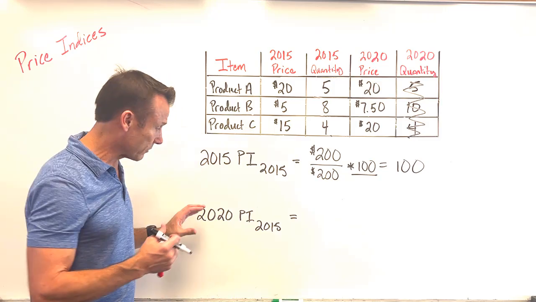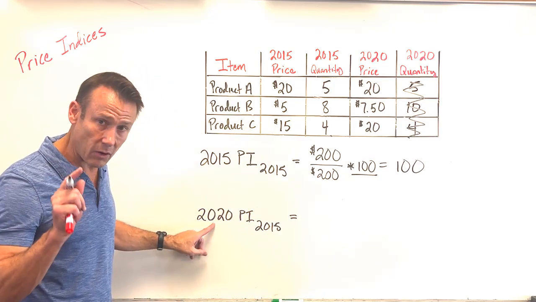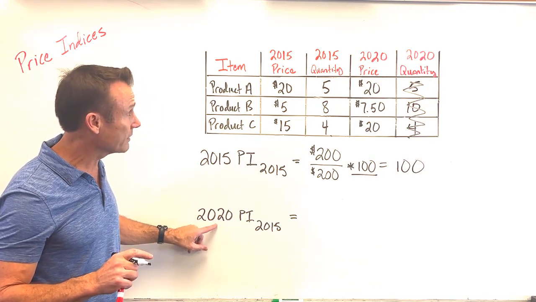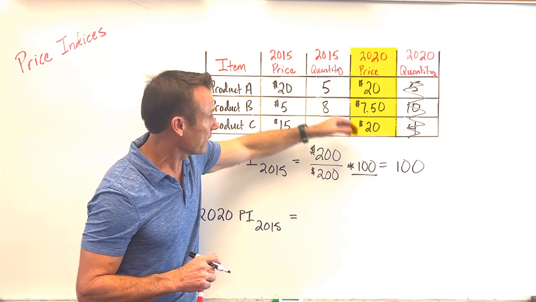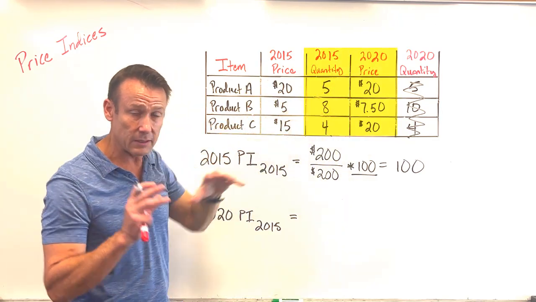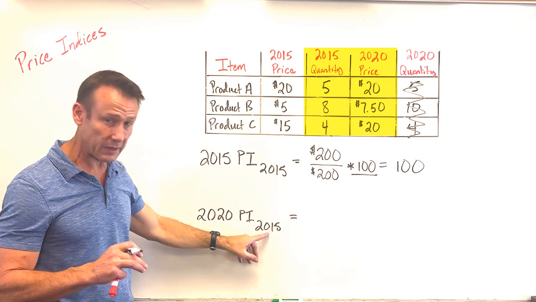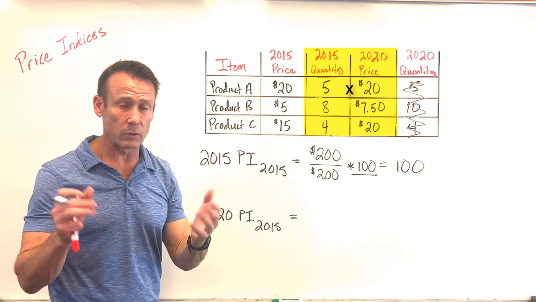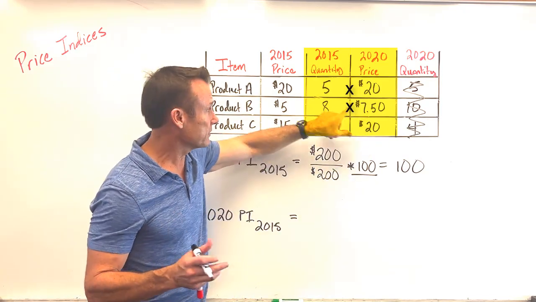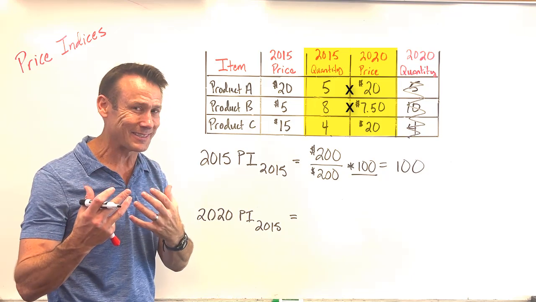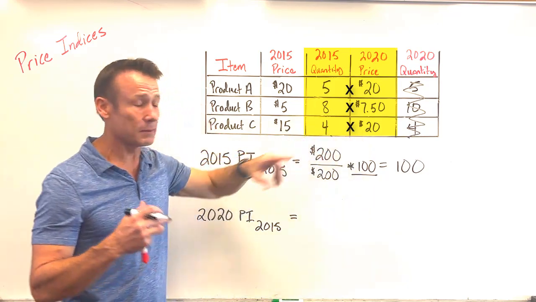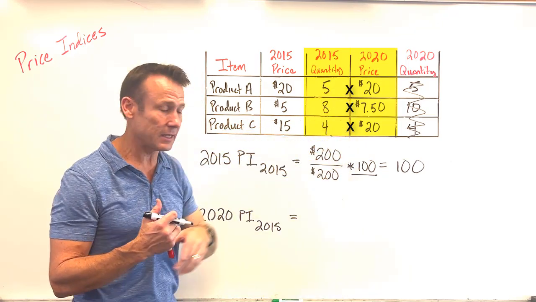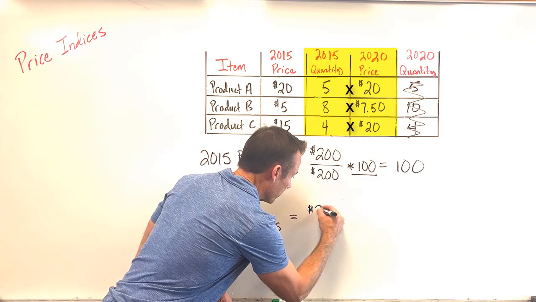Let's get another rep and one that's a little bit more interesting, okay? So let's check out our market basket with 2020 prices. So there it is. These are our 2020 prices. We're going to use, again, these weights in both years, and when we check out our market basket with 2020 prices, same weights, let's do it. 20 times 5, that's 100. $7.50 times 8 comes out to $60. 20 times 4, $80. So 100 plus 60 plus 80, $240. So there we go. We put $240.